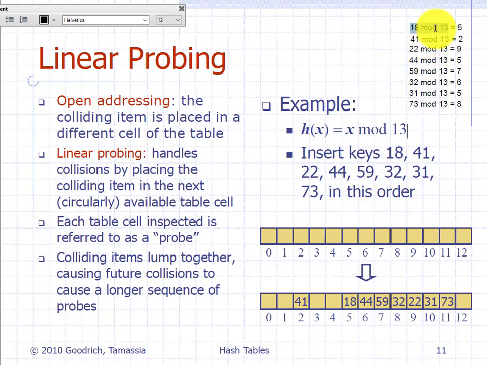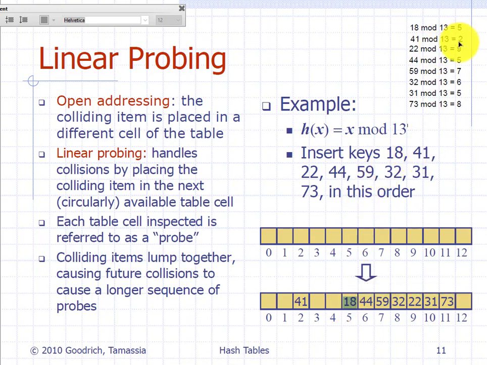If it was mod 10, it would be easy, right? Because then you can just ignore the other digits and look at the last digit. But it's not mod 10, it's mod 13, so that might be a bit difficult for some of you to compute. So carry a calculator with you when doing these kinds of problems. So you've got 18 mod 13, which gives us 5, which just means we're going to put 18 in position 5, in index 5. Done. So we're going to put 18 here.